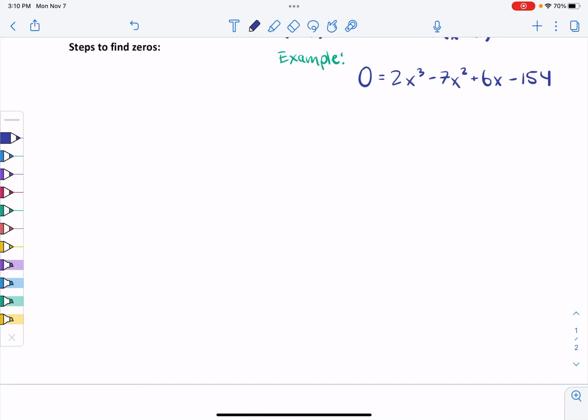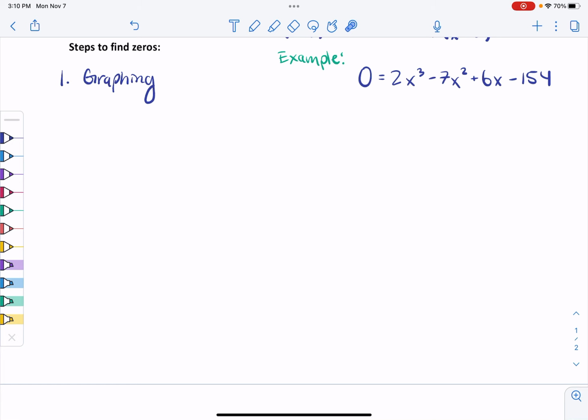All right, let's talk about the steps we use to find zeros. Okay, so I've got an example written out here of an equation. It's already set equal to 0. Our first step is always going to be just by graphing. We're just going to see what we can get off by graphing.